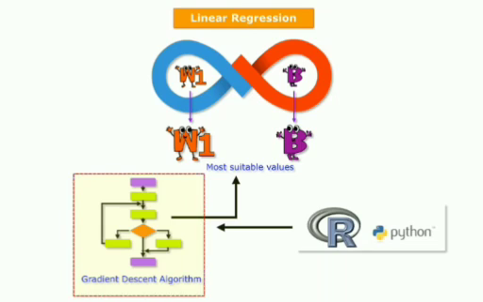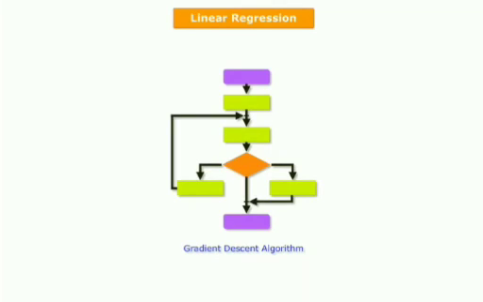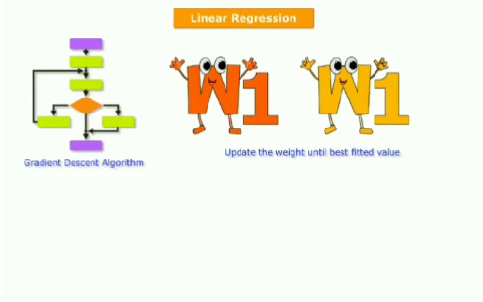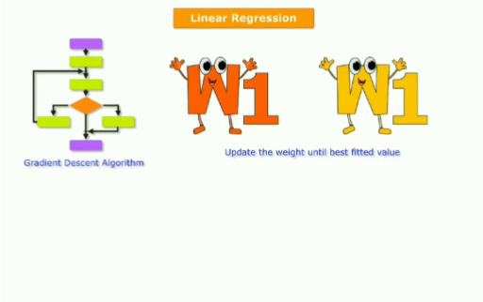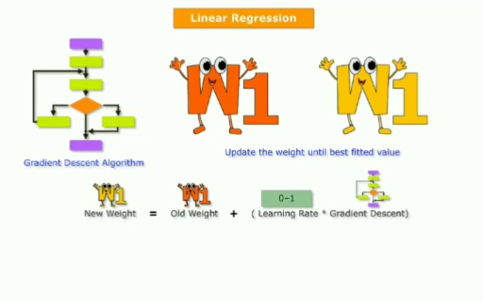The basic idea of gradient descent is that you update W1 and B as a function of error. Gradient descent can be equated as delta W is equal to 1 by n summation i is equal to 1 to n of minus (yi plus y dash) xi multiplied by xi. After getting the gradient descent, you need to update the weight every time until you get the best fitted value. New weight is equal to old weight plus learning rate multiplied by gradient descent.